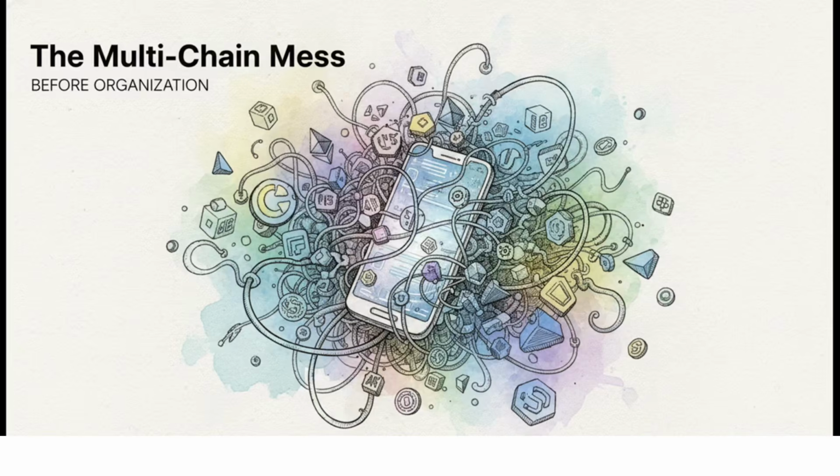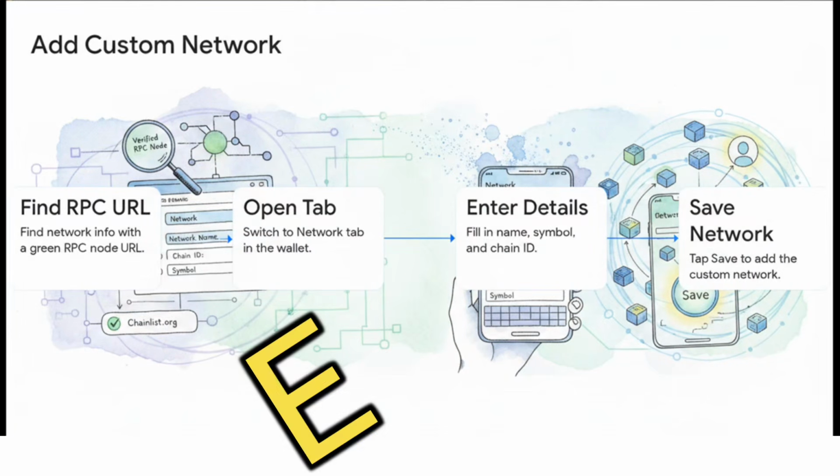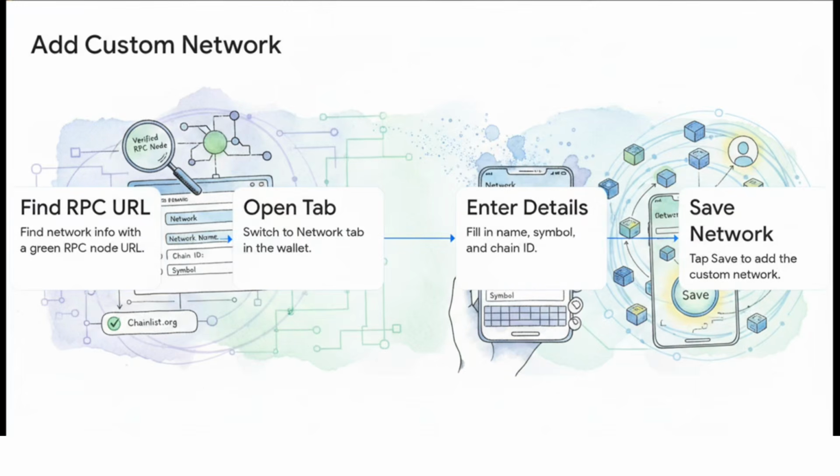It turns a beautifully clean dashboard into a chaotic mess of random network icons and zero-balance tokens. Traditionally, wrangling these networks was a massive headache. You'd have to go hunt down a verified RPC node URL, open your wallet's network tab, manually type in the chain ID and symbol, and finally hit save.